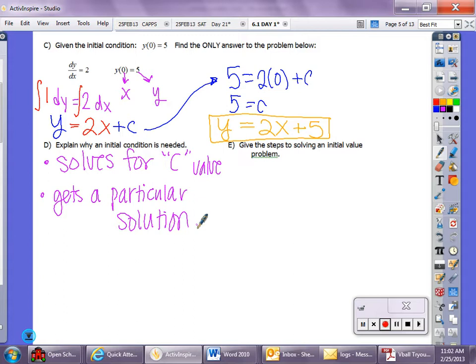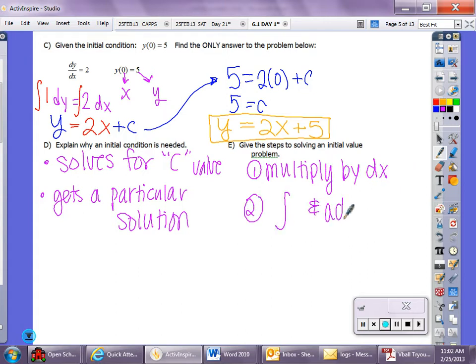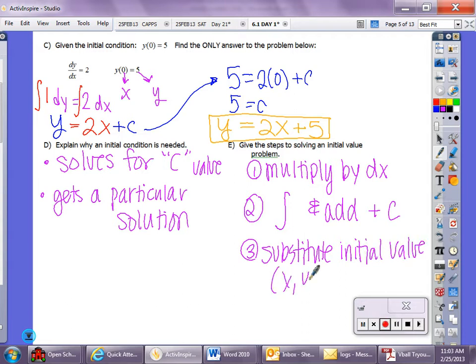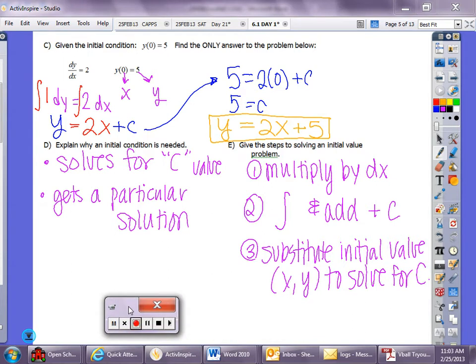Give the steps to solving an initial value problem. So what did we actually do? First, we multiplied by dx on both sides. That's how we got it to the other side. Second thing, we integrate and add plus c. Third step, substitute the initial value x, y to solve for c. And then obviously the fourth step would be to rewrite the equation.